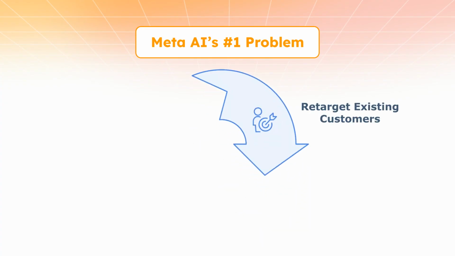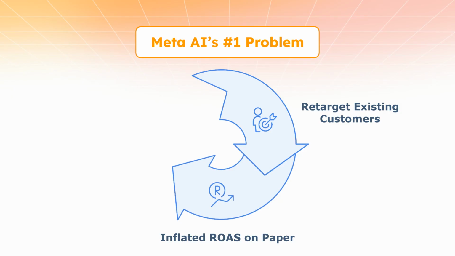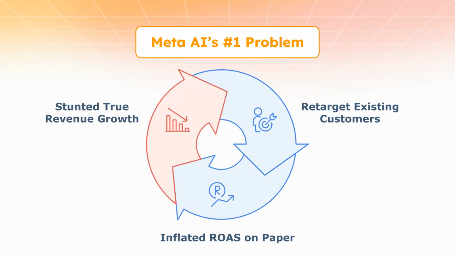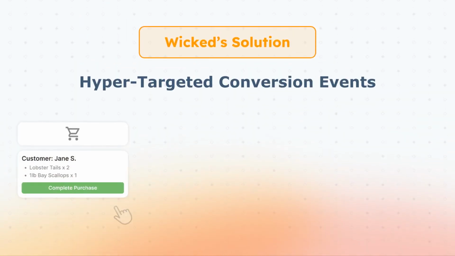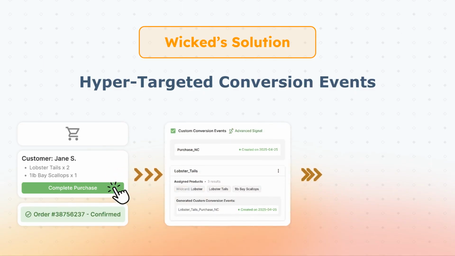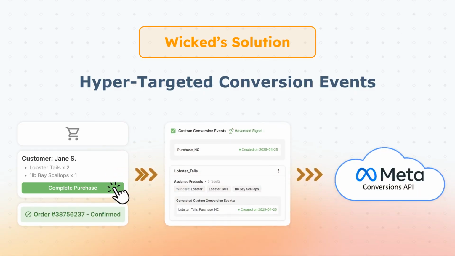The number one problem with Meta's algorithm is that it defaults to retargeting existing customers because that segment is easier to convert. This leads Meta to acquiring a lower amount of new customers at a higher price. It makes your ROAS look great on paper, but stunts true revenue growth, and nobody wants that. Wicked solves this by sending Meta hyper-targeted conversion events. These events train the algorithm to find the right audience at the right time, including those precious cold traffic prospects that haven't yet become your customers.